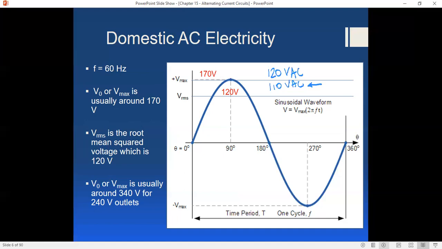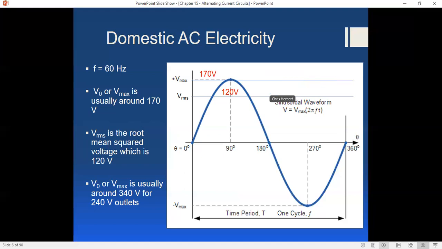The other thing is we do get a little bit of a voltage drop sometimes. This is what my appliance would experience if it were connected right to the transformer. But if you send it through wires, the wires have resistance, and that can lose some of the voltage. So most appliances will say, as long as you're at 110 volts, you're fine.